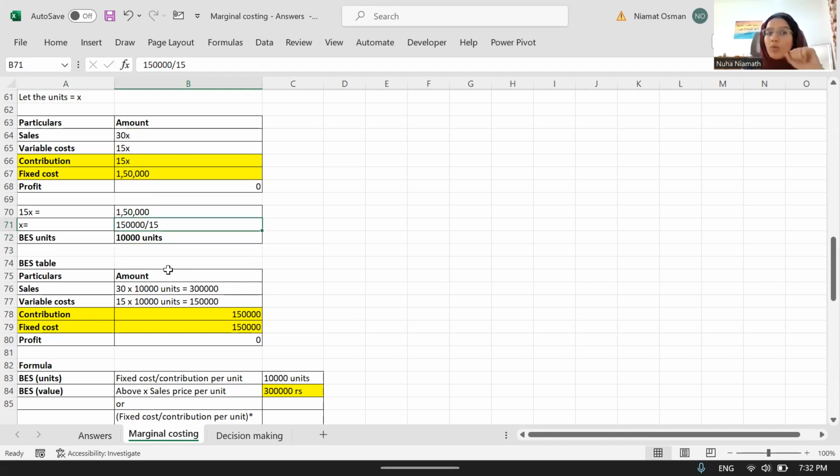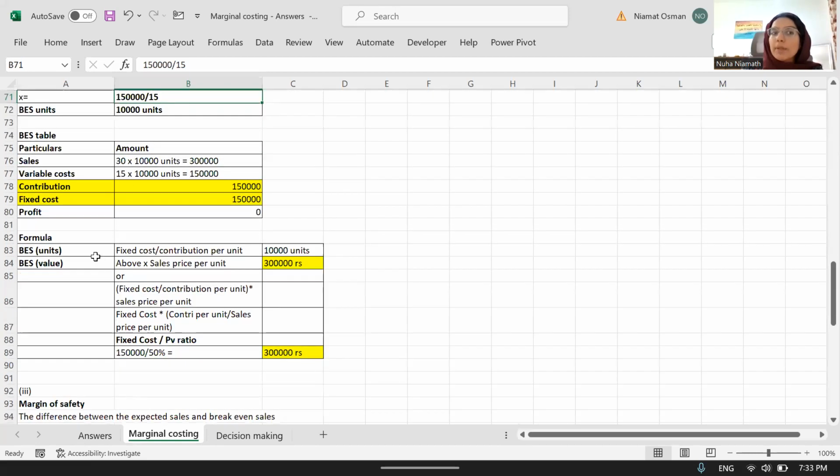If I go back to what I have done here, 1,50,000 divided by 15. 1,50,000 was what? Our fixed cost. And 15 rupees is what? Our contribution per unit. So, in other words, break-even sales is nothing but your total fixed cost divided by your contribution per unit, which gave us the total number of units to be sold to be able to make a break-even sales, which is 10,000 units.